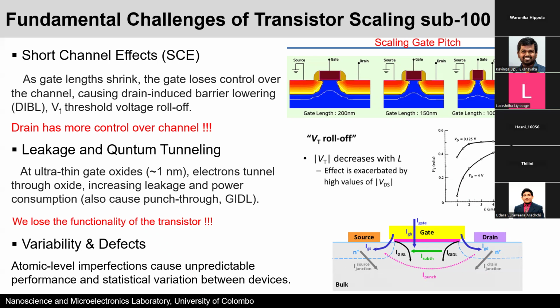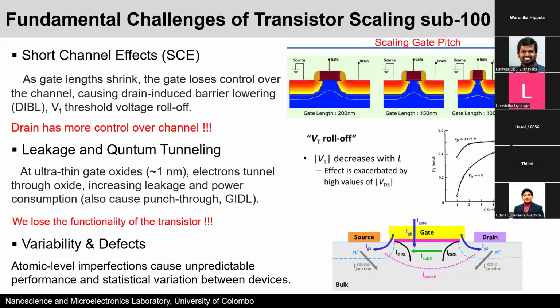Because you can also explain it using the energy band diagram. It's actually called DIBL, and the threshold voltage is now being controlled by the drain. So the threshold voltage also decreases as we keep on decreasing this length. You can see this is the VT. VT comes down for a particular drain voltage. If we increase the drain voltage, it comes down even further, and it's detrimental to the transistor performance.